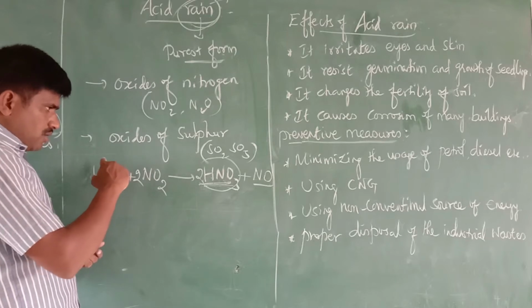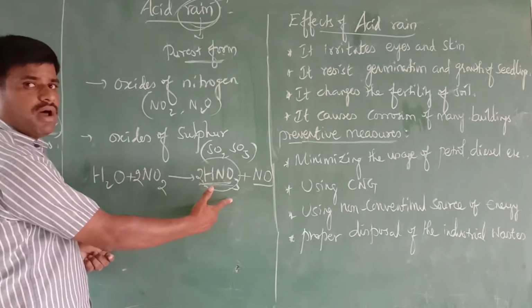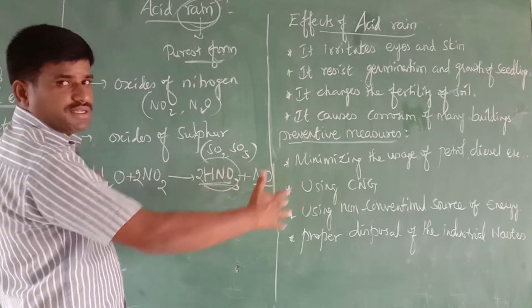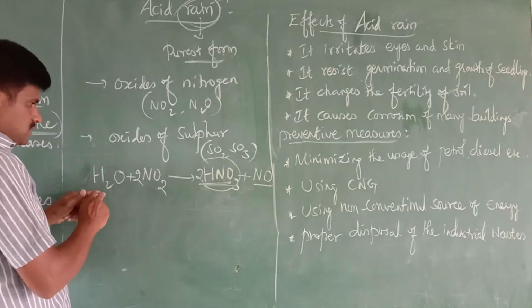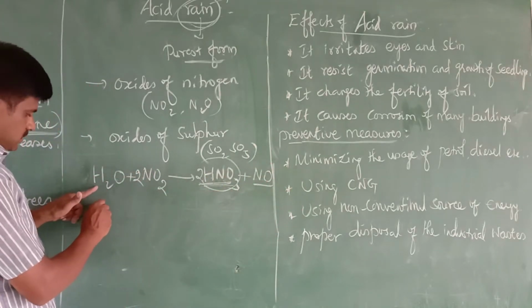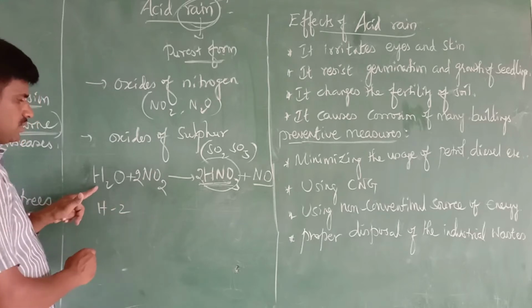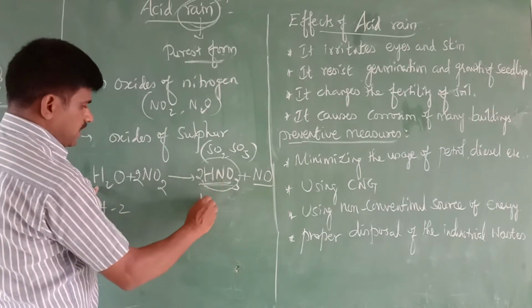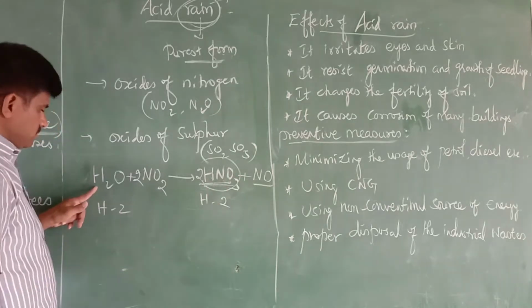The number of atoms present in the reactant should always be equal to the number of atoms present in the product. This is called the balanced equation. On the left hand side, 2 hydrogen is present. On the right hand side, that is the product side, there are also 2 hydrogen.